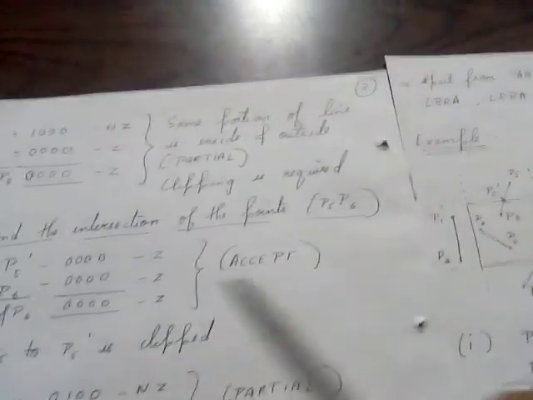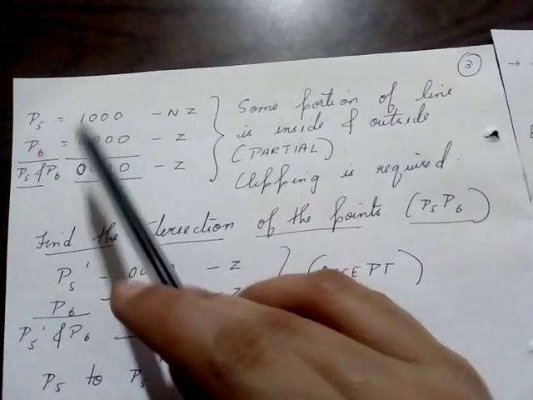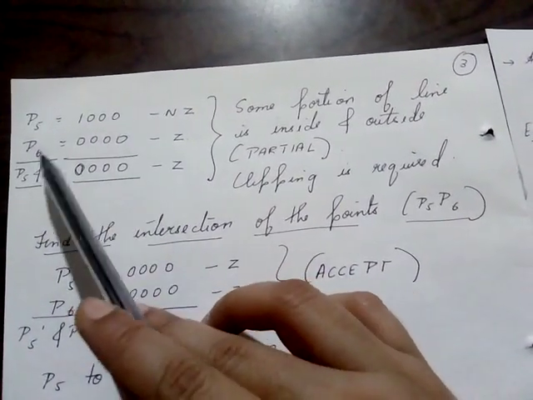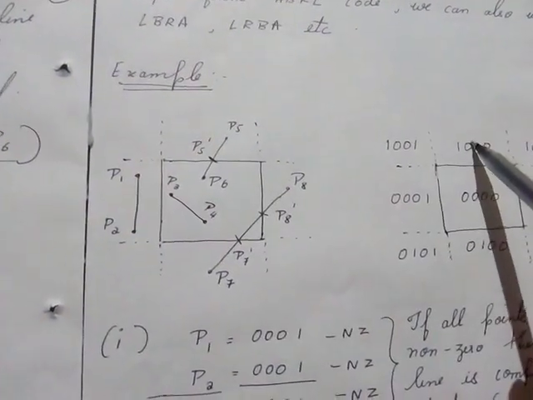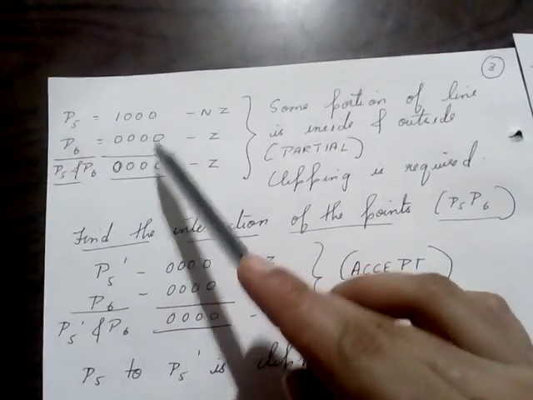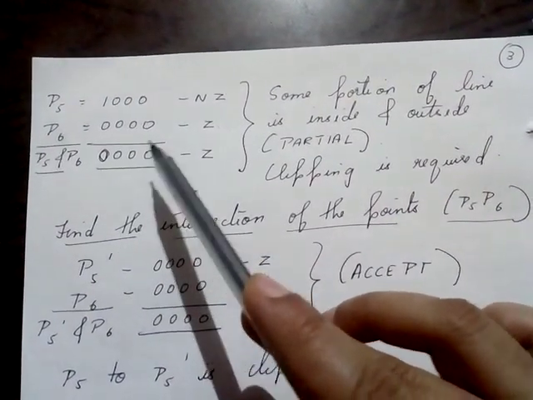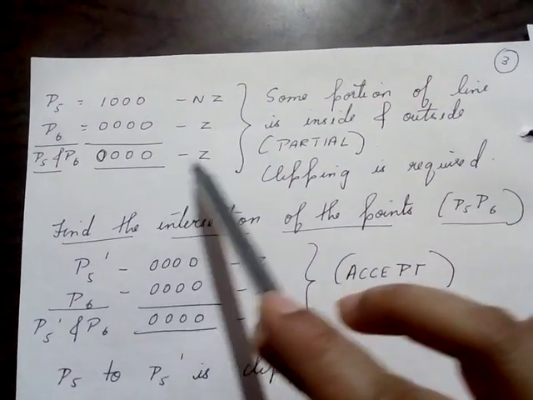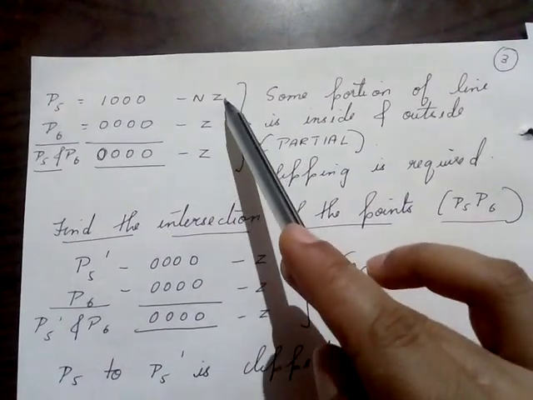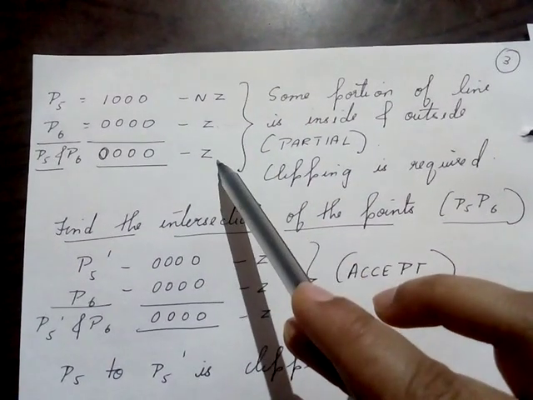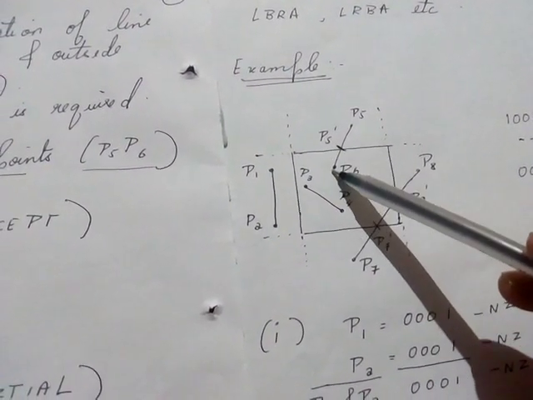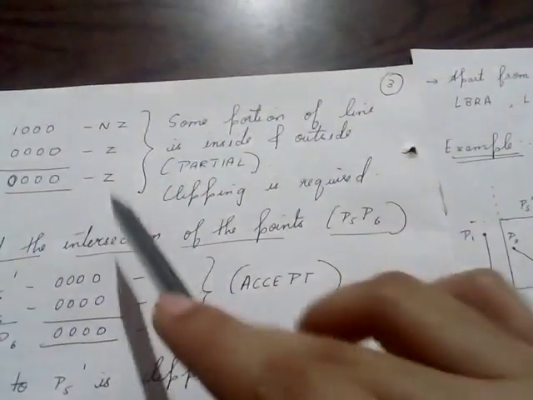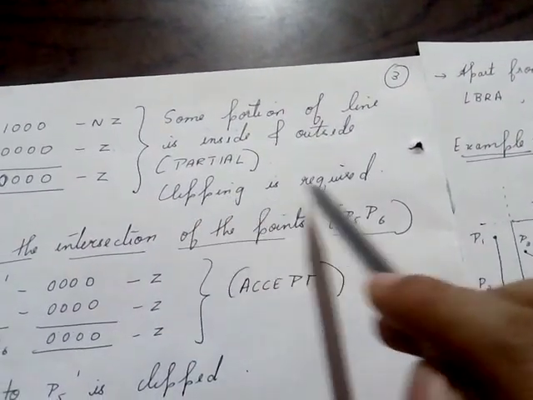Now they have shown here P5 is 1 0 0 0, P6 is four zeros. That means P5 is outside and P6 is inside. When you add it, you'll get all four zeros. So it shows that one point is non-zero, the other point is 0, and the sum is 0. Some of them are non-zero, some are 0, which means the line is partial. Partial means half of it is inside, half of it is outside. So when the line is partial, clipping is required.